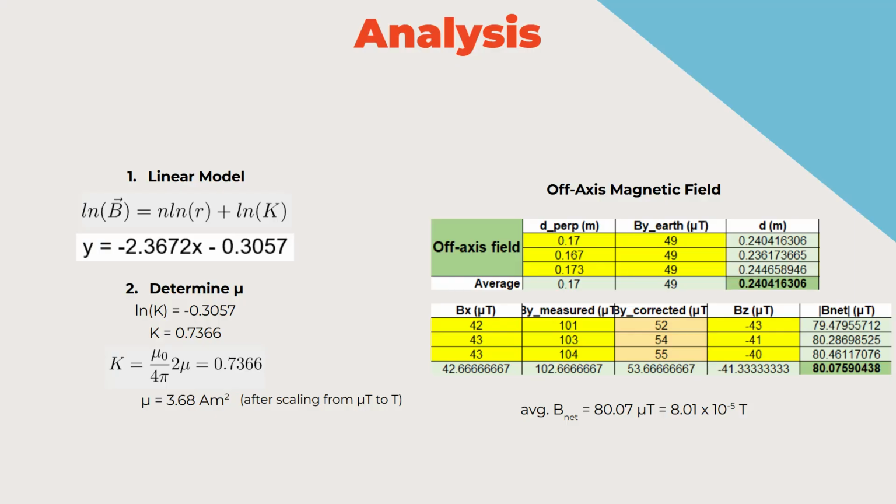And from the spreadsheet functions, we can determine that our average B net was 80.07 microteslas.